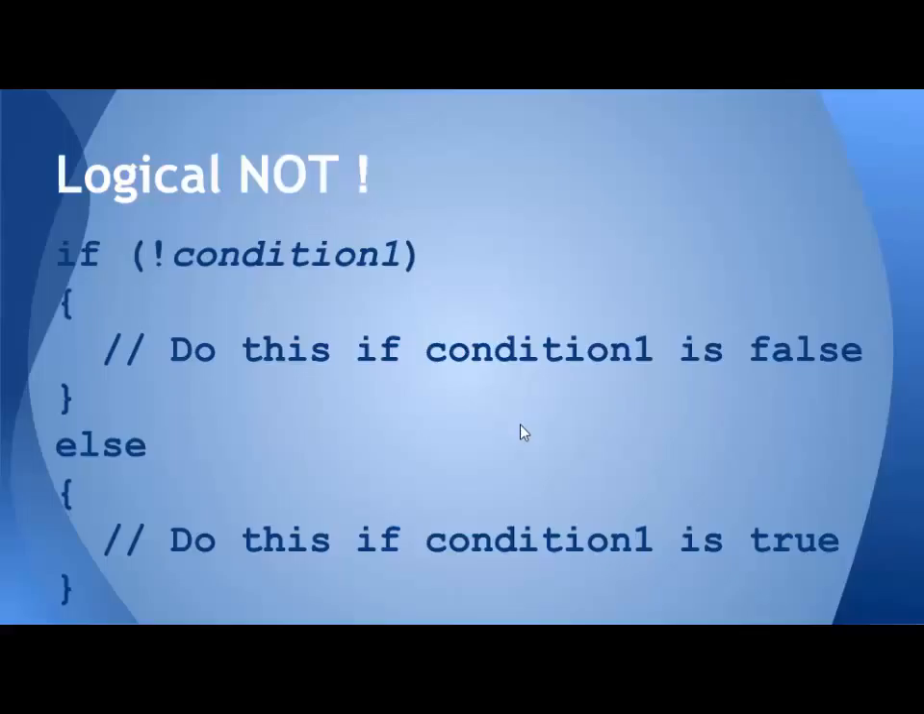If condition 1 is true, and you say not true, that makes it false. So the way I try to remember this is, if you say not condition, you do this if the condition is false. That's the first part. If that condition 1, before you apply the little not to it, happens to be true, then you do the bottom part. So it just flips the condition. And again, it's not a binary operator, it's a unary operator.